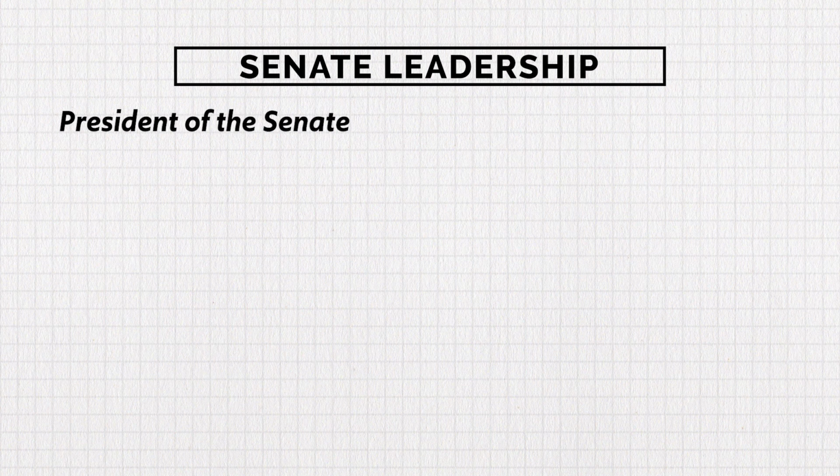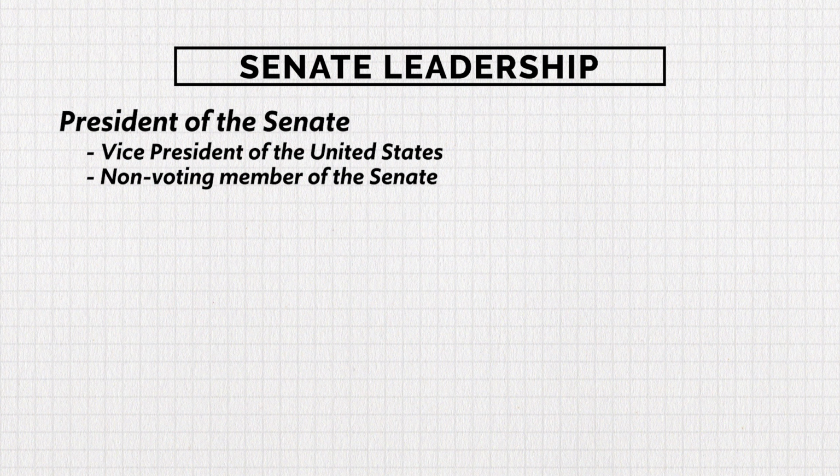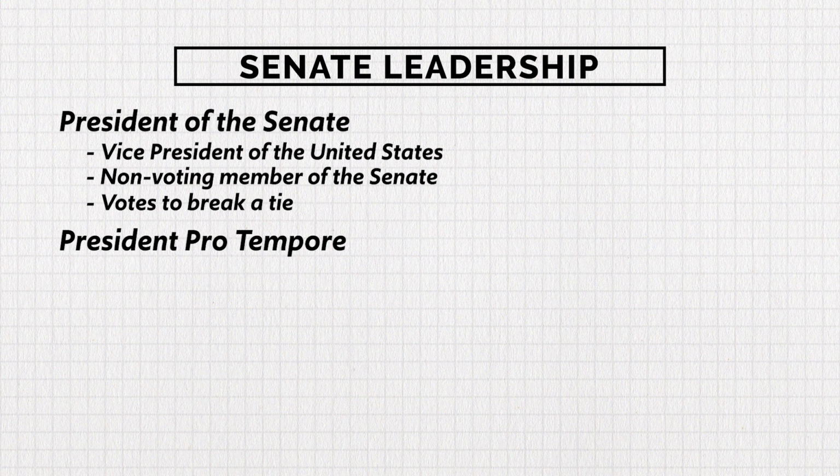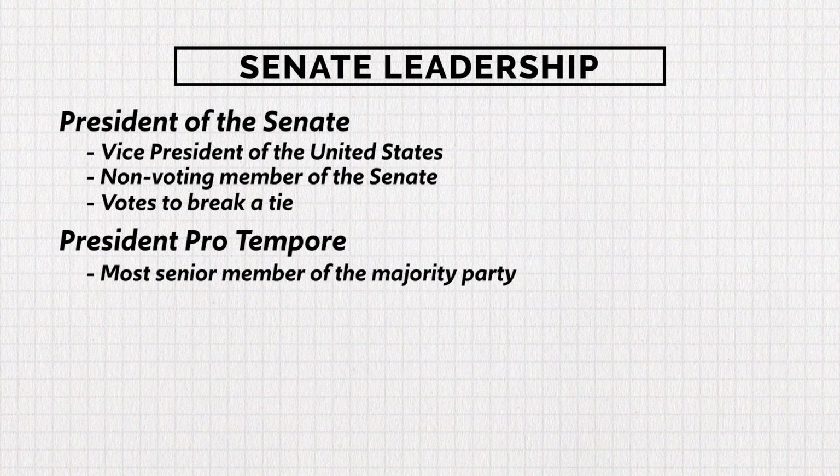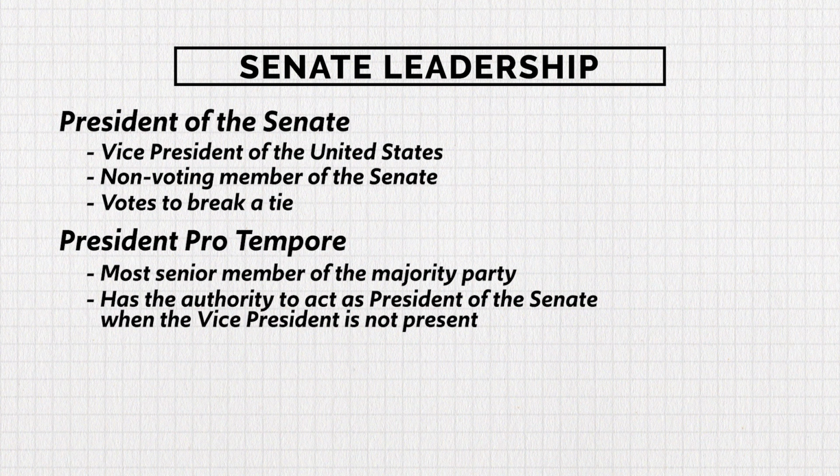Then over in the Senate, you have a somewhat different leadership structure. There are 2 Senate leaders mentioned in the Constitution, and the first is the President of the Senate, and that privilege falls to the Vice President of the United States. Now, the Vice President is a non-voting member of the Senate unless there's a tie, and then the Vice President can vote. The second Senate leader mentioned in the Constitution is the President pro tempore, commonly known as the President pro tem. This is the most senior member of the majority party and has the authority to act as President of the Senate when the Vice President is not present, which in modern times is a lot.